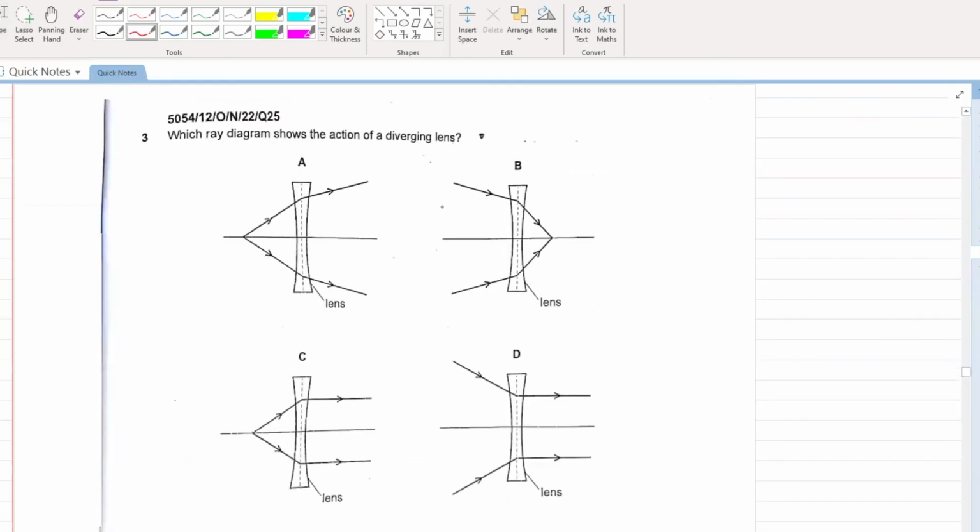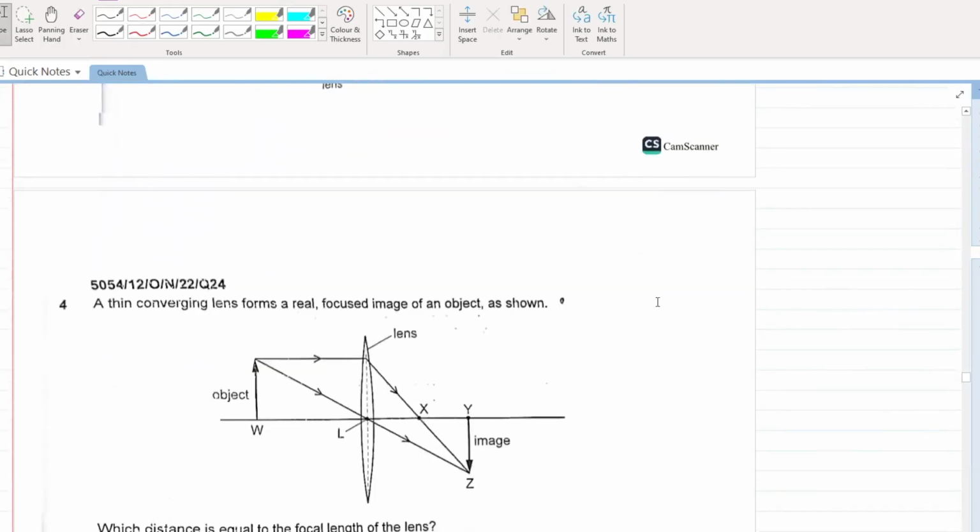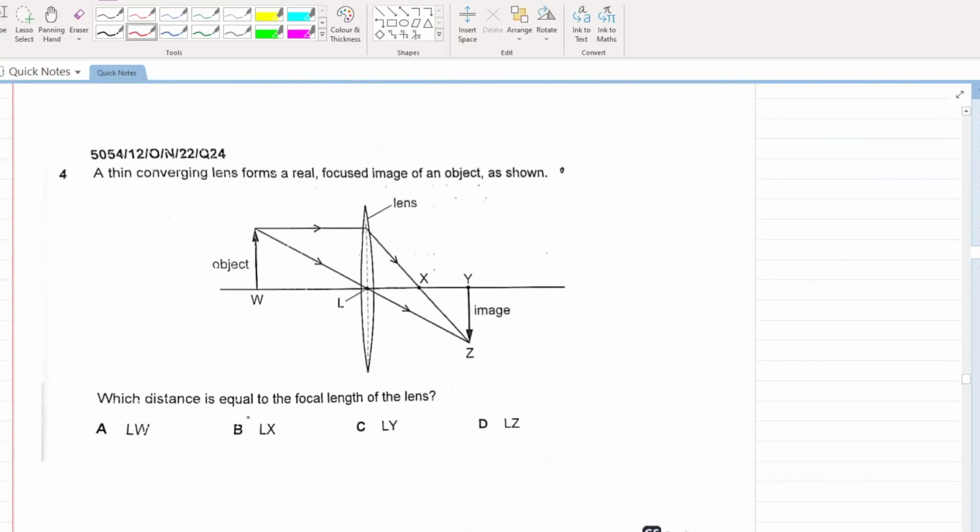Which ray diagram shows the action of a diverging lens? Not A, not B, not C. Yeah, D is the correct answer. Let's further move ahead.